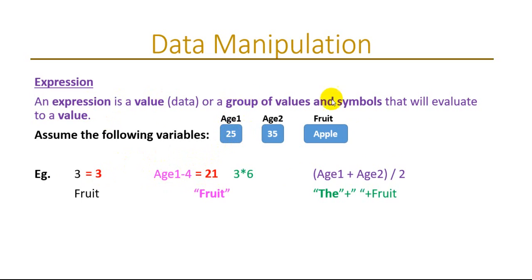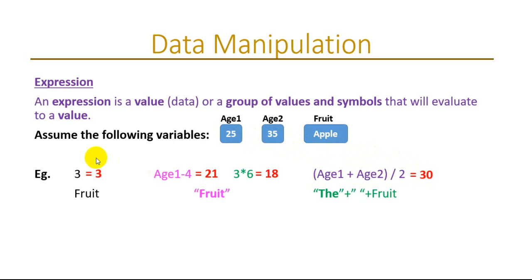See, expressions always should evaluate to a value. In this case, it evaluates to 21. So therefore, age 1 minus 4 can be considered as an expression. 3 can be considered as an expression. 3 into 6 evaluates to 18. So 3 into 6 is an expression. Age 1 plus age 2, this is 25 plus 35, in brackets, so do that first. Divide by 2, the answer will be 25 plus 35 is 60, divided by 2, 30. So age 1 plus age 2 in brackets divided by 2 is an expression.